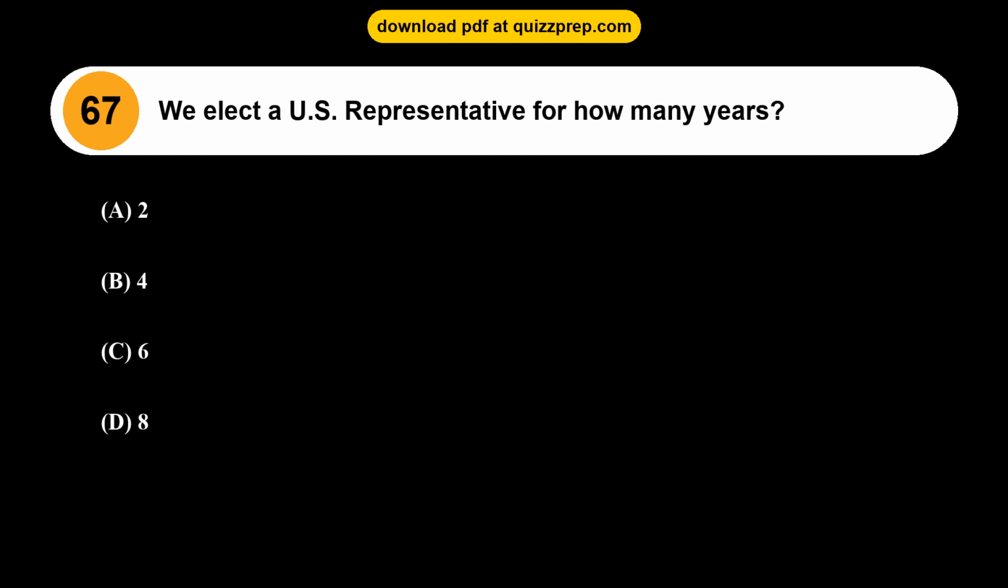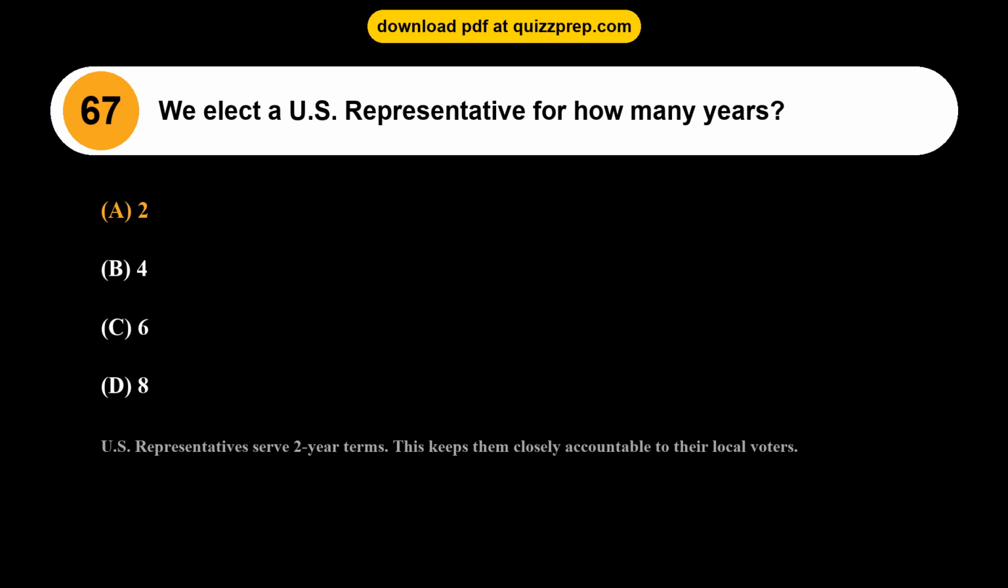Question 67. We elect a U.S. representative for how many years? Option A. 2. Option B. 4. Option C. 6. Option D. 8. The correct answer is option A. 2. U.S. representatives serve 2-year terms. This keeps them closely accountable to their local voters.